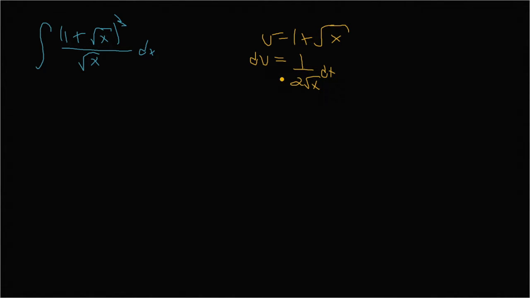is du. Now, we do not have 1 over 2 square root x. We just have 1 over square root x on the bottom. So we're going to multiply both sides by 2 to get rid of that. So that's 2 du is equal to 1 over square root x dx.